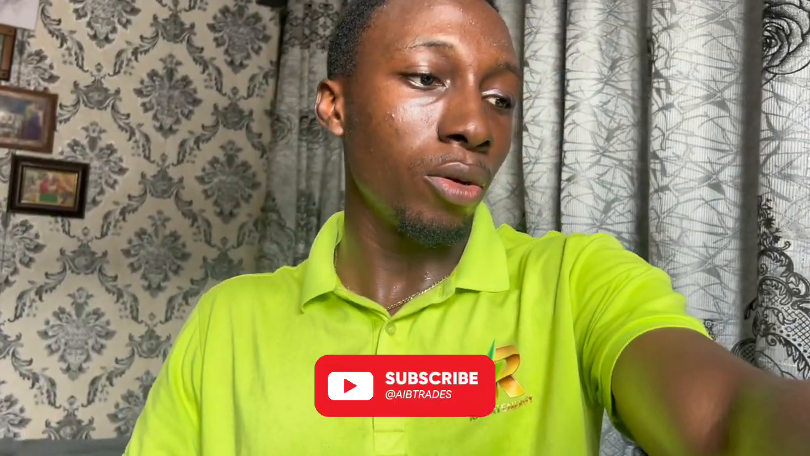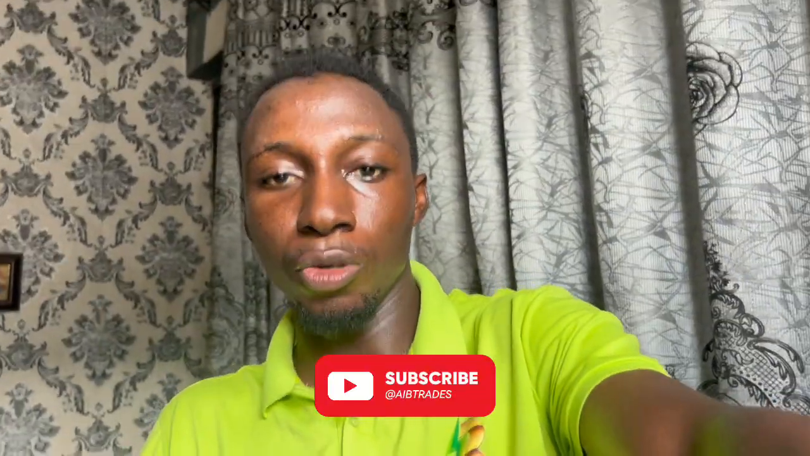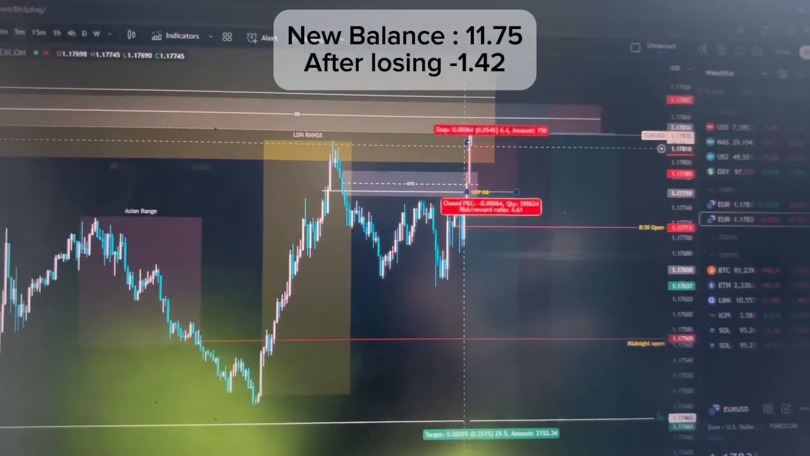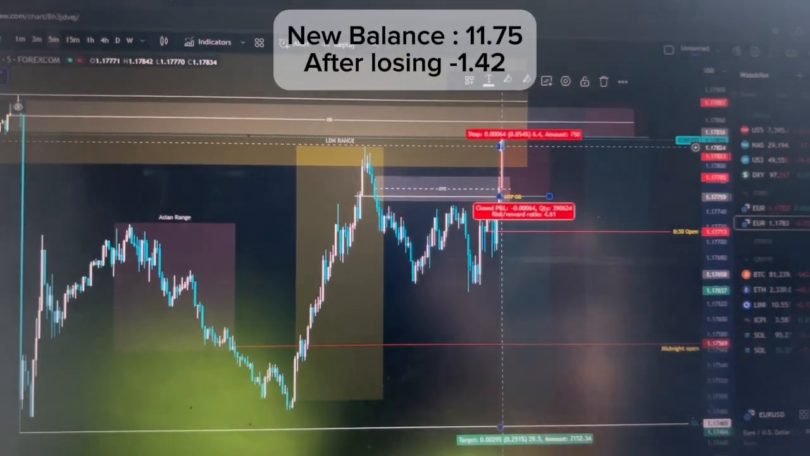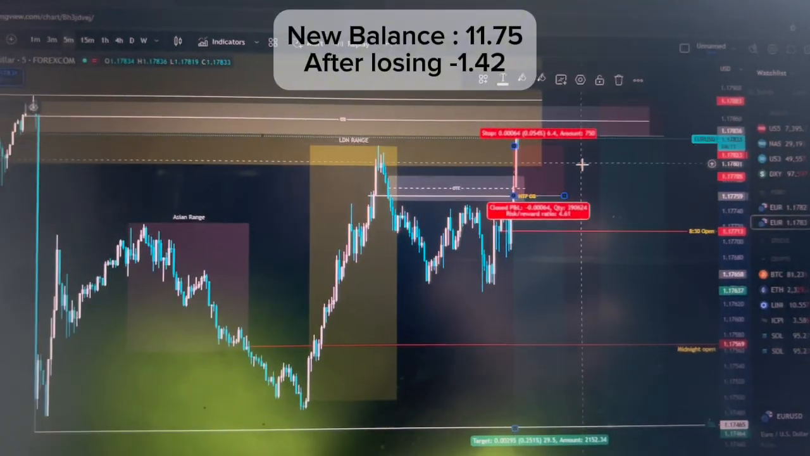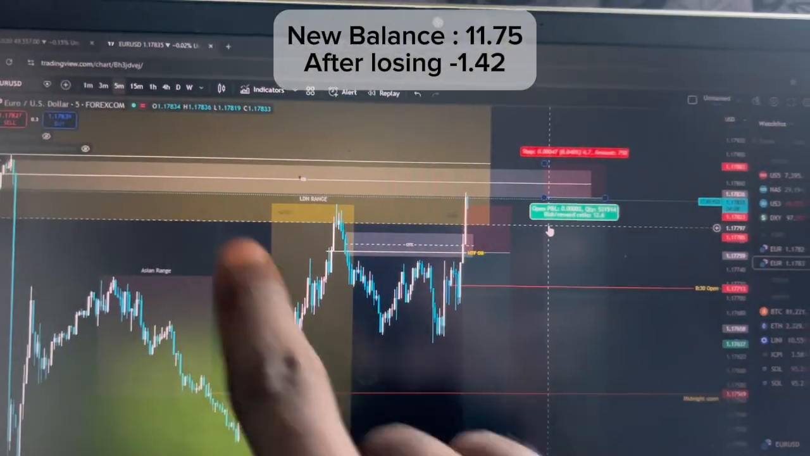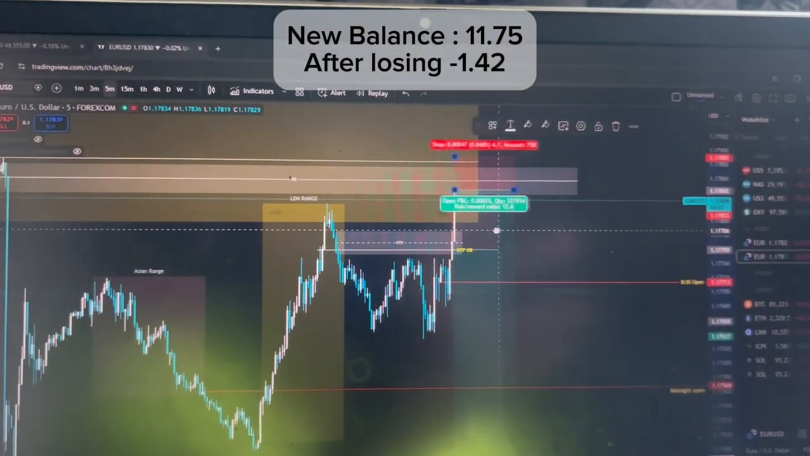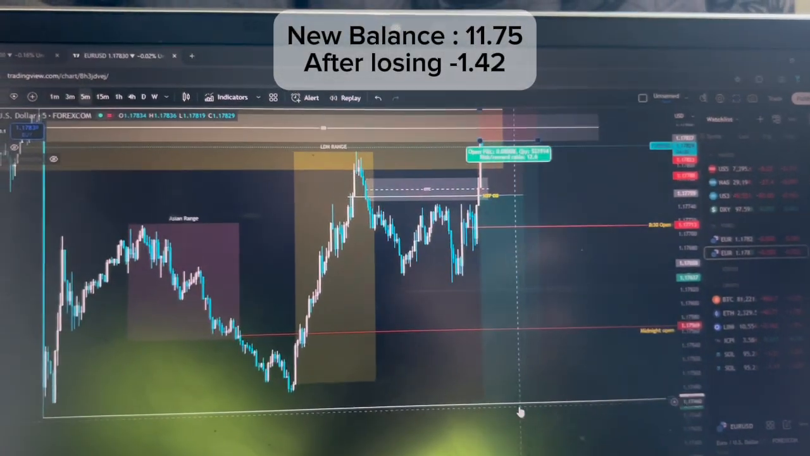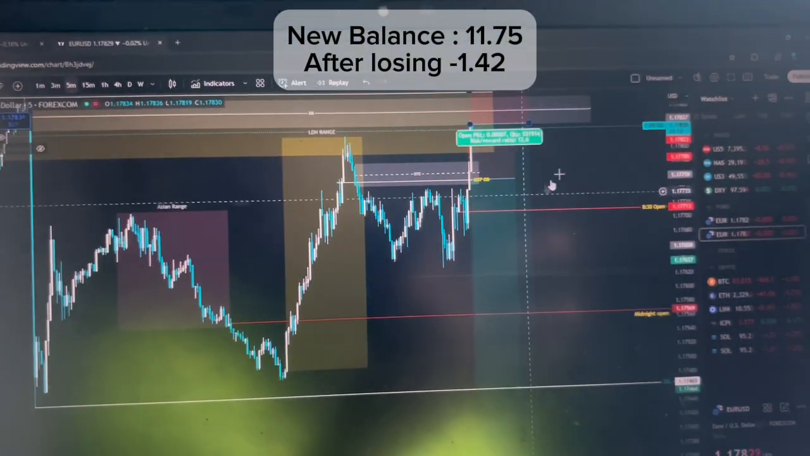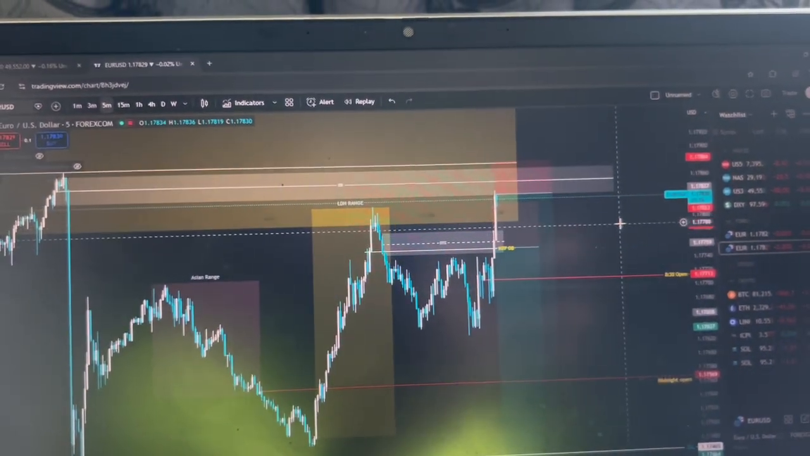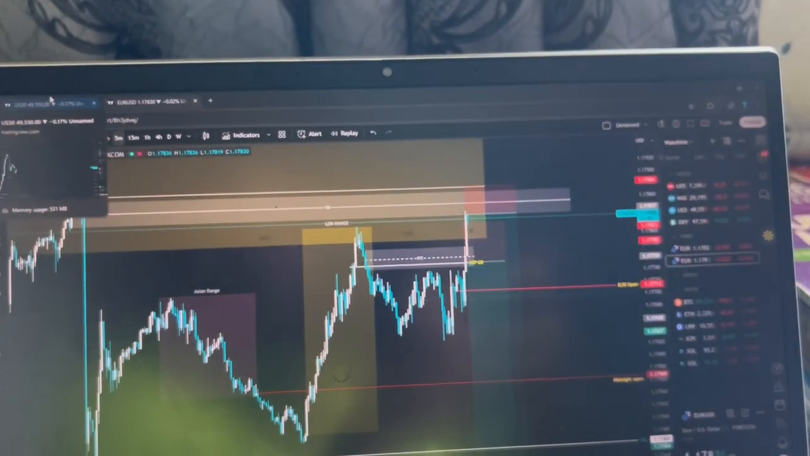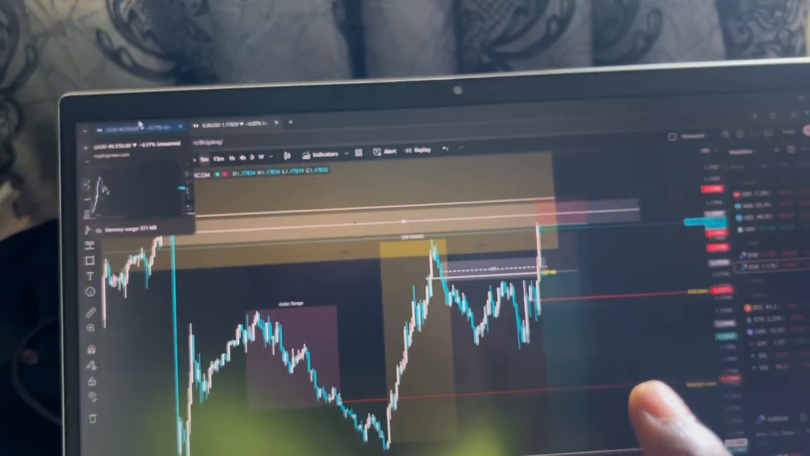All right, so I got taken out on the EURUSD trade. It took me out here for negative $1.42, and I'm taking the second entry on this smaller order block I mentioned. If it works out, we should be able to get about 12, making back way more than we lost. If not, it hits SL. If it hits SL, then we are done for the day on EURUSD.